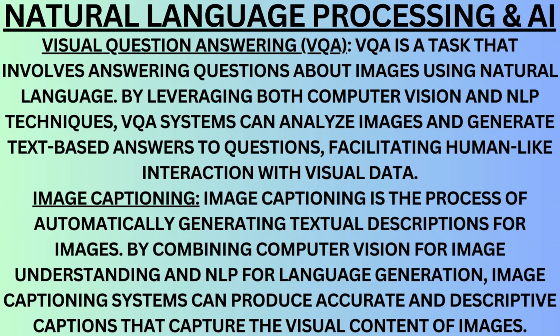Image captioning. Image captioning is the process of automatically generating textual descriptions for images by combining computer vision for image understanding and natural language processing for language generation. Image captioning systems can produce accurate and descriptive captions that capture the visual content of images.